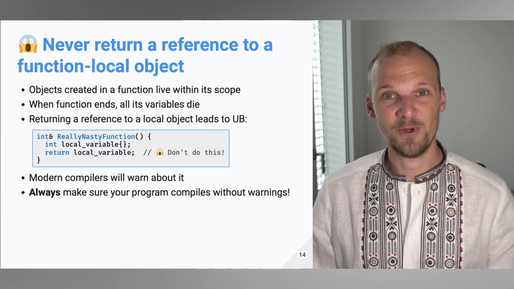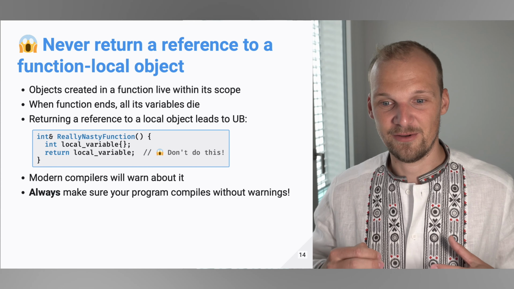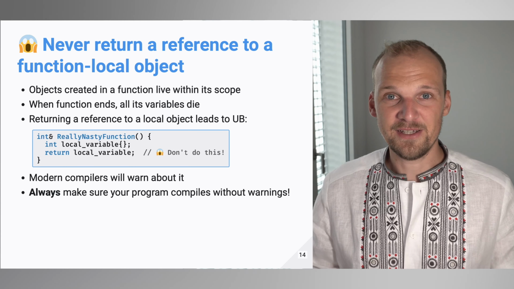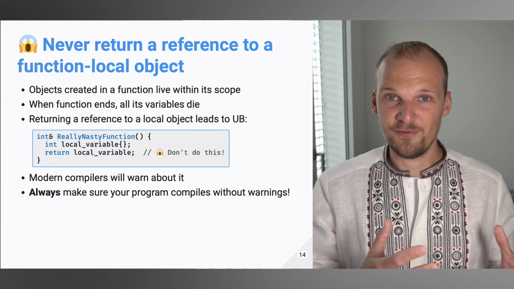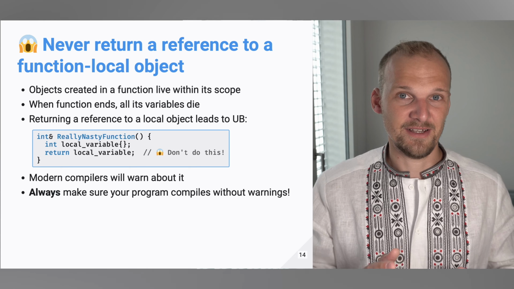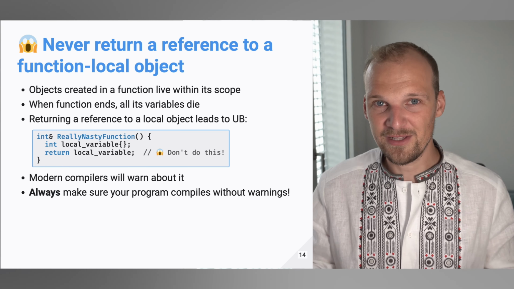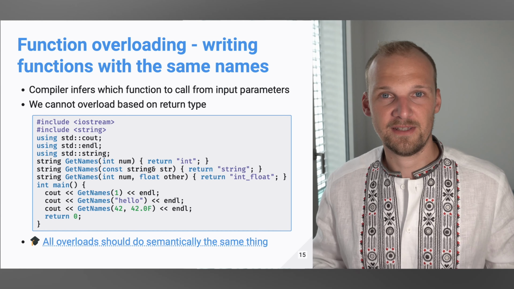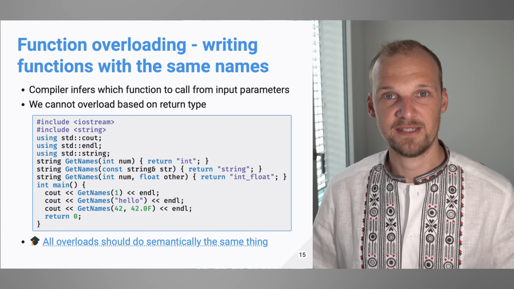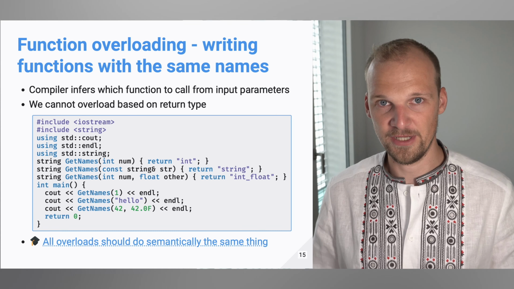for this, and they will tell you. So they will warn you that something is off and you are trying to return a function local object to the outside of this function. So we should be relatively safe here, but please, please, please always get rid of all your warnings whenever you compile your code. The other topic that we need to cover when we talk about functions is so-called function overloading.